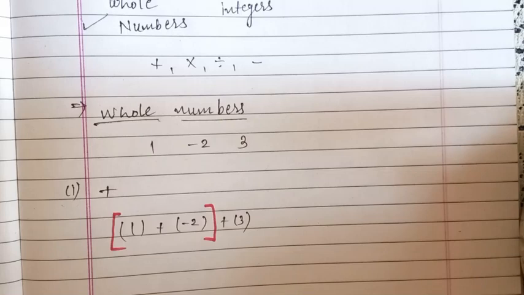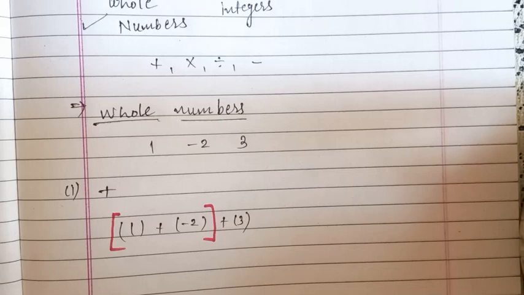Here we must not change the order of the numbers. In addition, if you change the order of numbers, it's okay, the answer will not change. But in subtraction and division, if you change the order, the answer will also change. So in associativity, do not change the order, make different groups. If you have 3 numbers, you can make 2 groups. But to check the associative property, you should take 3 numbers.